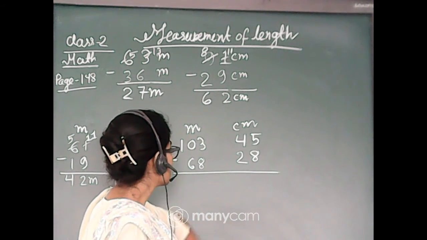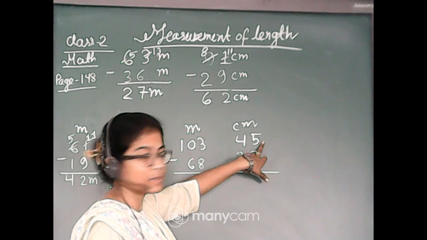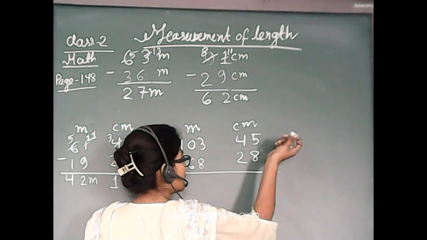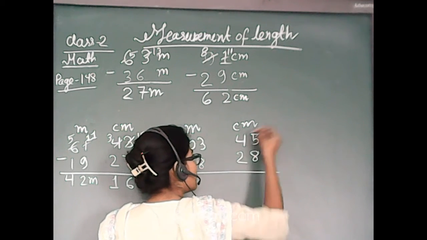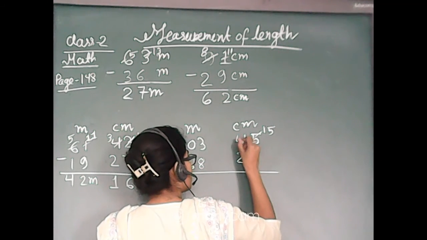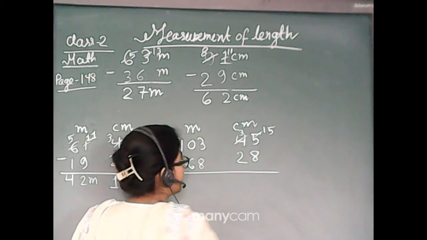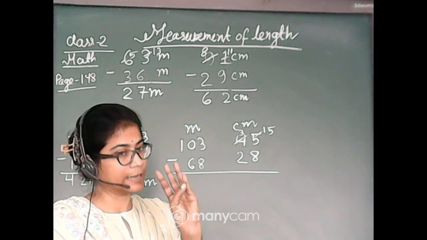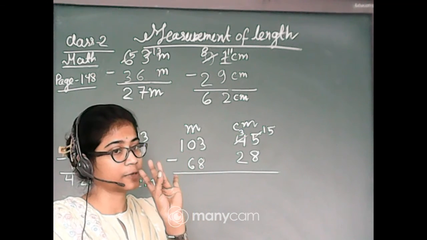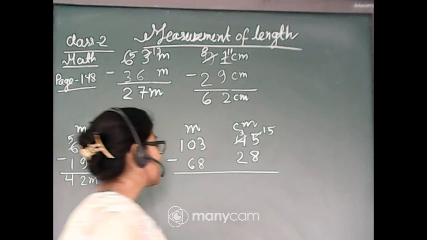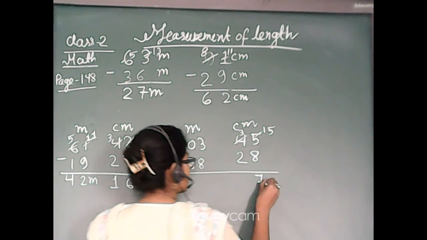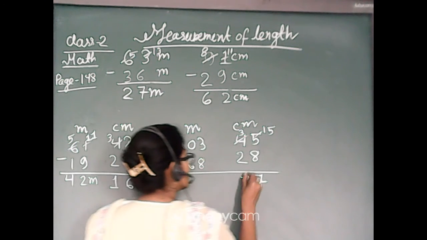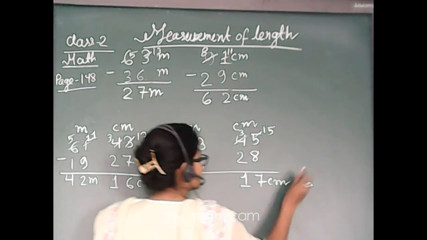Now look here. You can see that 5 is smaller than 8, so we have to think of 5 as 15, and for that this 4 will reduce by 1 and become 3. Now after 8, if you start counting, it's 9, 10, 11, 12, 13, 14, 15. So that is 7 fingers. After 2, it's 3, meaning 1 finger. So 17 centimeter.